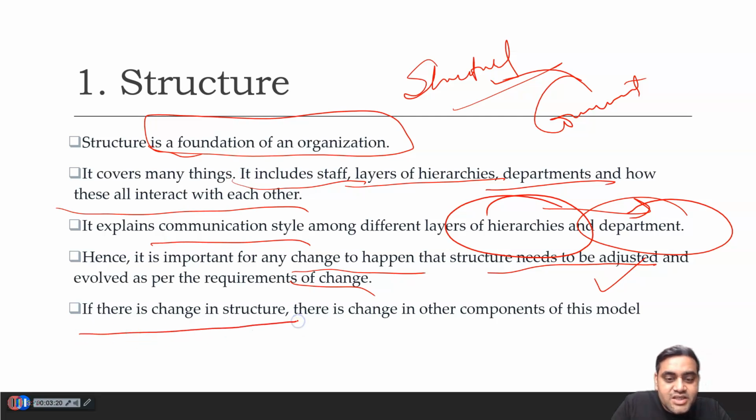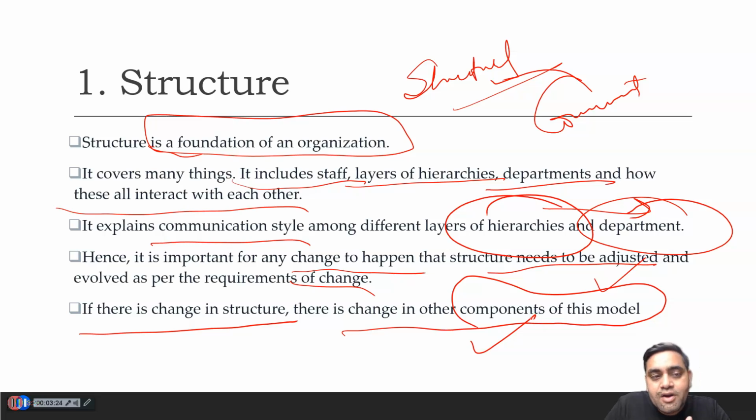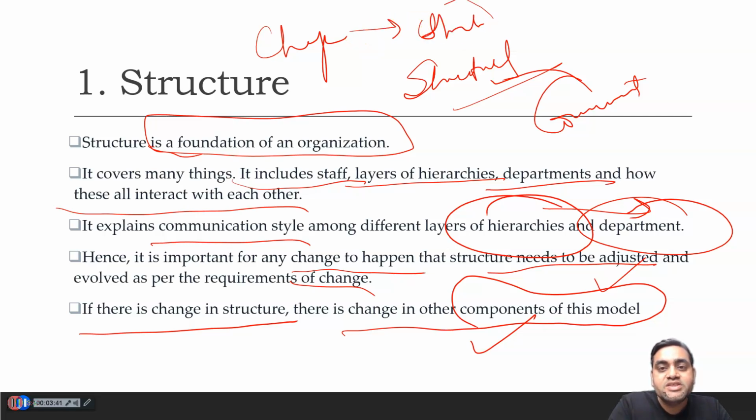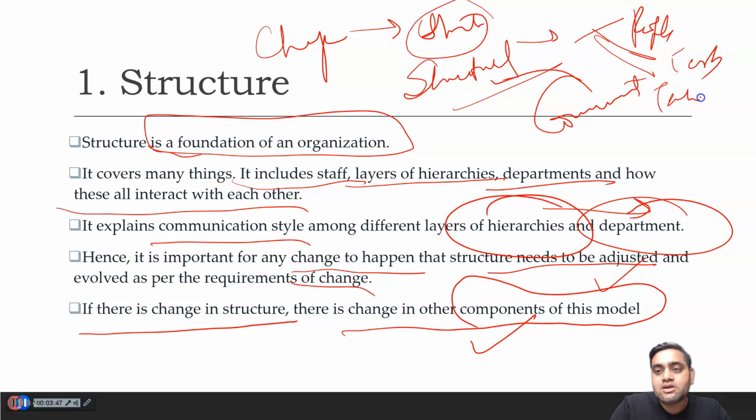If there is any change in the structure, there will be a change in other components of the model also. So Leavitt also said that if there will be change in the structure, then other components will also be affected, because structure has a relationship with the other 3 components. So we can conclude one thing over here, that if we want to change anything, then we need to change the structure. And if we change the structure, it will bring change in 3 things: people, task, and technology.